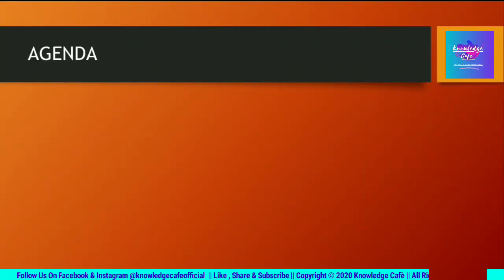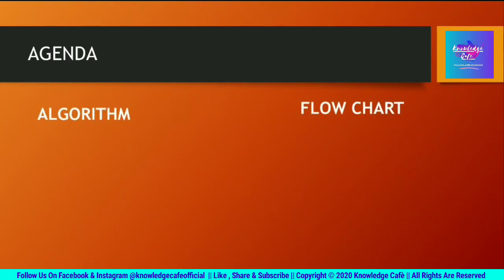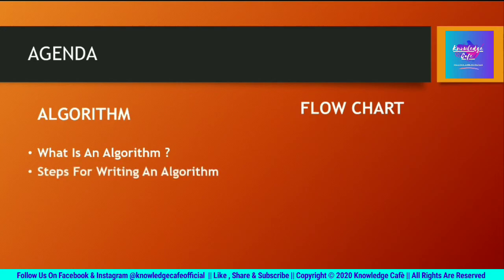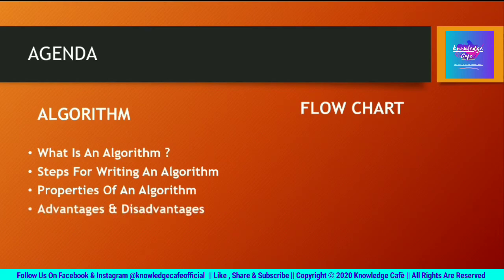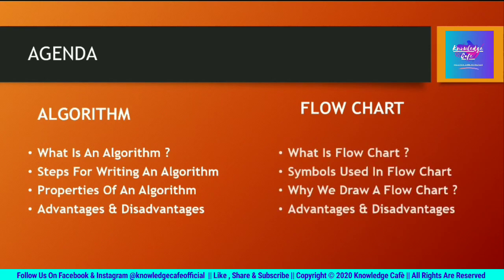So what was today's agenda? Let's see. Today's agenda is first we are going to discuss algorithm and second we are going to discuss flowchart. In algorithm we are going to discuss what is an algorithm, steps for writing an algorithm, properties of an algorithm and their advantages and disadvantages. In flowchart, we are going to discuss what is flowchart, symbols used in flowchart, why we draw a flowchart, and its advantages and disadvantages.